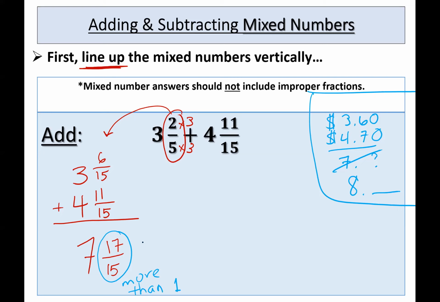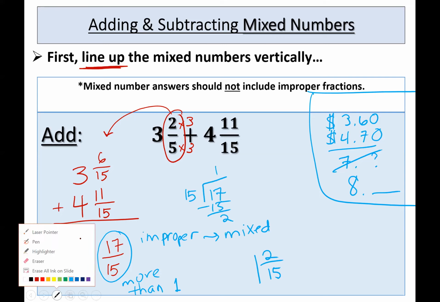Well, 17/15 is improper. So let's change it to a mixed number. We can do that by dividing. 17 divided by 15 is 1 with 2 left over. So 1 2/15. Now, is that our answer? No. There's also this 7. Okay, so there was a 7 already there.